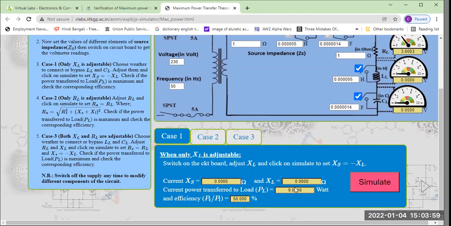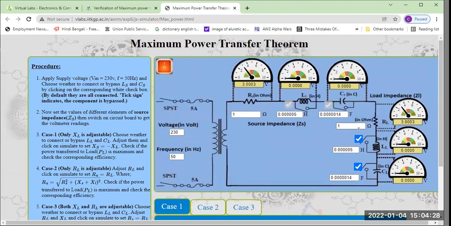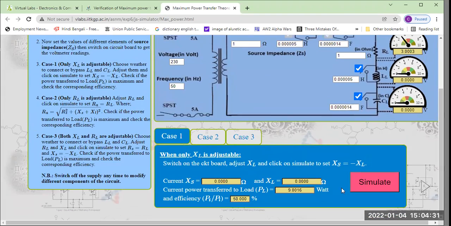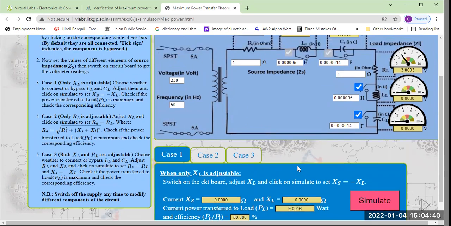Okay. So power is 9.0016. XS is 000, XL is 000, and the power is 9.0016 watt. You can see, and efficiency is, look, this is efficiency is 50%. Okay, if I change this, you can see this efficiency will be changed, and your power will be also changed. Just do this.